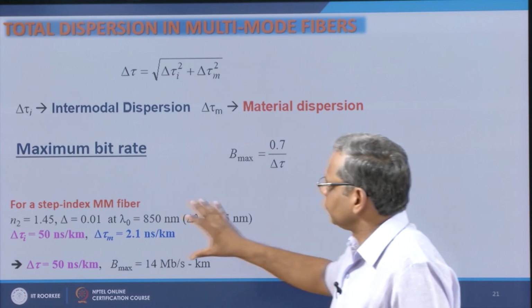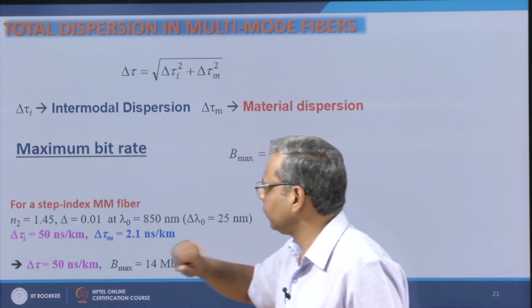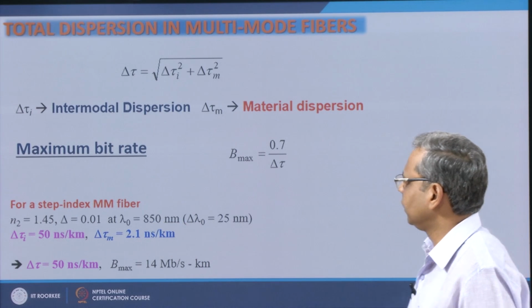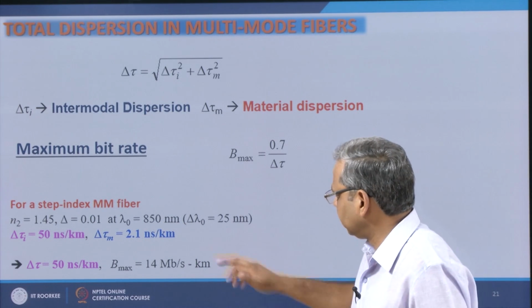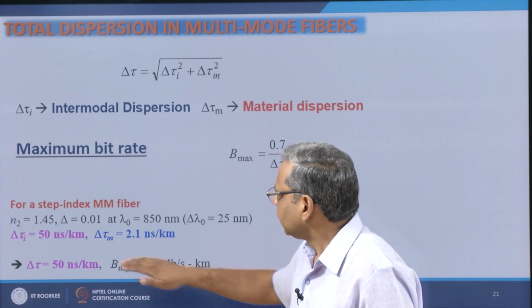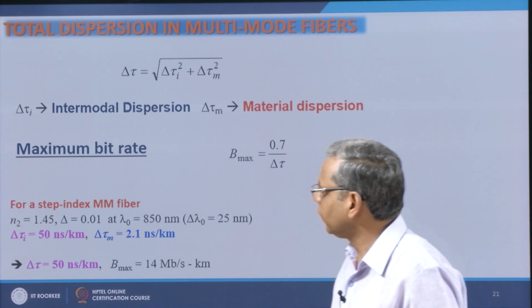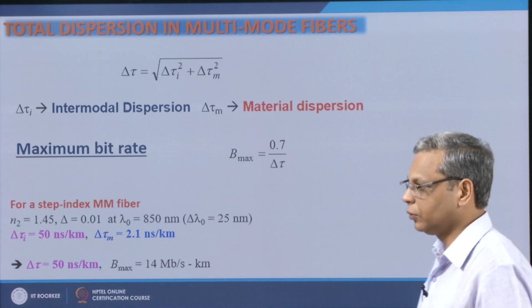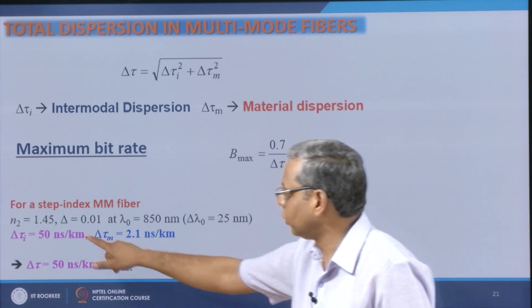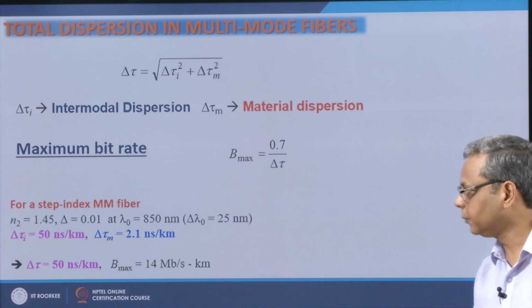Now, I take two examples. For a step index multimode fiber where n2 is equal to 1.45, delta is equal to 0.01, and I have wavelength which is 850 nanometer, LED of 25 nanometer line width. So, here delta tau m, material dispersion, is about 2 nanoseconds per kilometer, while intermodal dispersion is 50 nanoseconds per kilometer. So, total dispersion comes out to be 50 nanoseconds per kilometer, this dominates, and if I find out B max from here, it is about 40 Mbps over a kilometer.